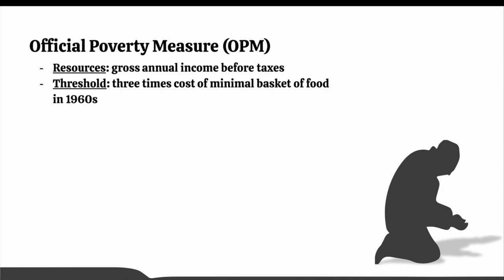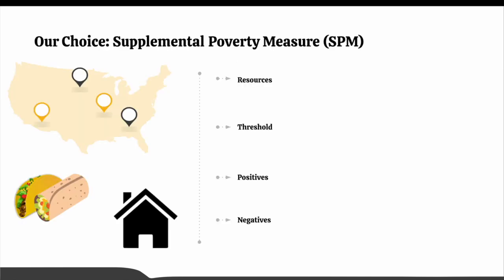We agree with this assessment. We think that the OPM is not the best poverty measure and does not accurately reflect poverty in the U.S. For this reason, and others mentioned previously, we believe another poverty measure should be used. After looking at all sorts of different poverty measures, we chose to go with the Supplemental Poverty Measure, or SPM.